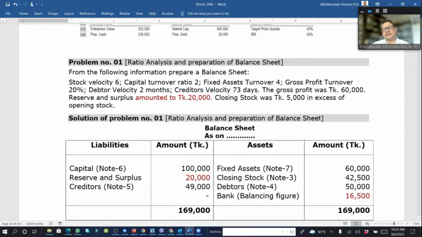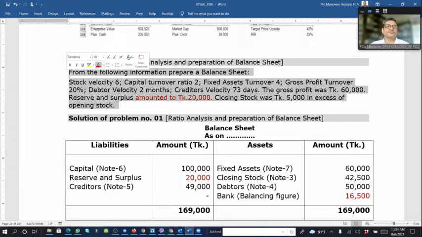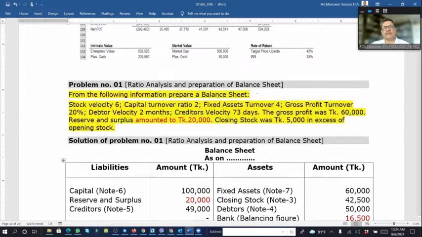From that math we can calculate. It's also a part of ratio analysis. Look here, this is your question. Below is the answer with a few workings. We first discuss the question. Look here, this is the ratio analysis and preparation of the balance sheet.